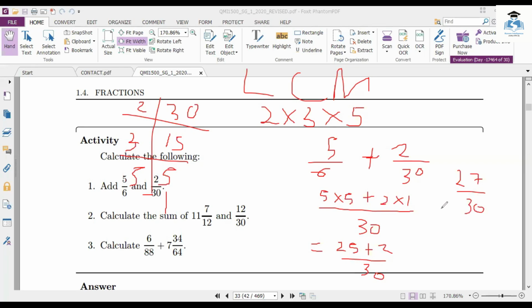Then what is the highest common factor? It is 3. 3 into 27, 9. Into 30, 10. 9 over 10. That would be your answer. So that's what you do when you want to do it manually.